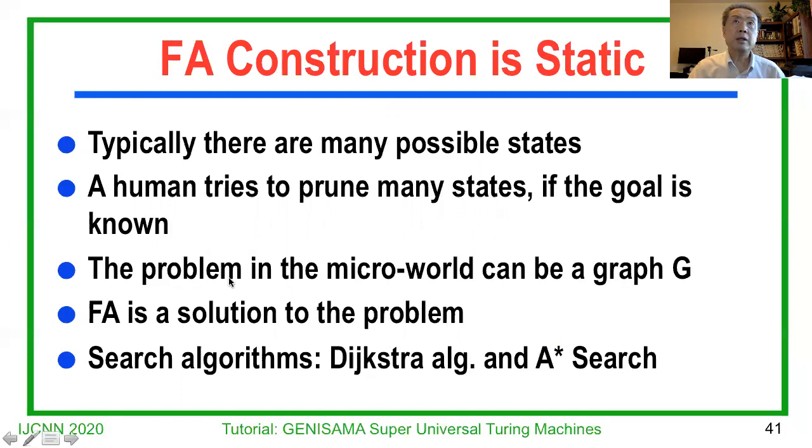The problem in the micro world can be a graph G, and FA computation is like a solution in this graph G. You find a solution that's a subset, and you do search, and search can use Dijkstra's algorithm or A-star search algorithm. Many people learn FA without doing search issues, but you really need to look into how to do effective search.